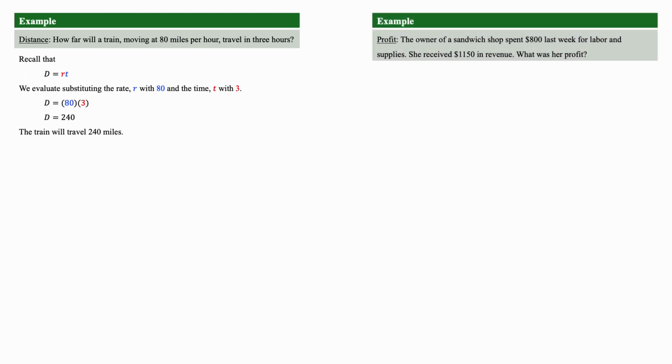So in this next example, let's find the profit. The owner of a sandwich shop spent $800 last week for labor and supplies. After receiving $1,150 in revenue, what was her total profit? Well, let's first recall that P equals R minus C. We evaluate by substituting R with $1,150 and C with $800. So after our simplification, we get $350. So we write this simply as: the profit is $350.